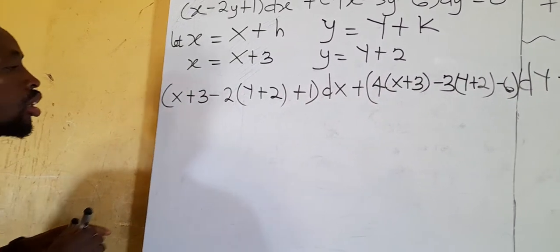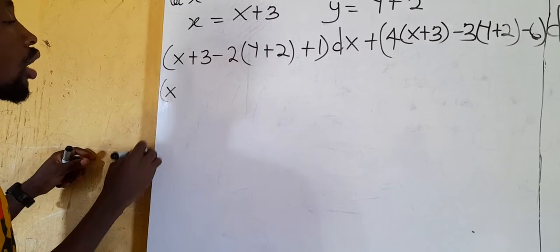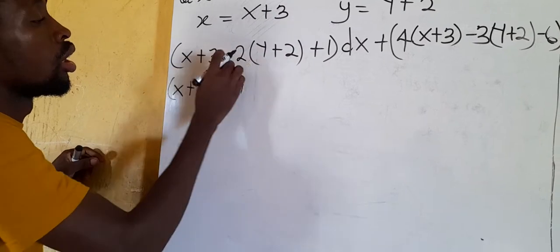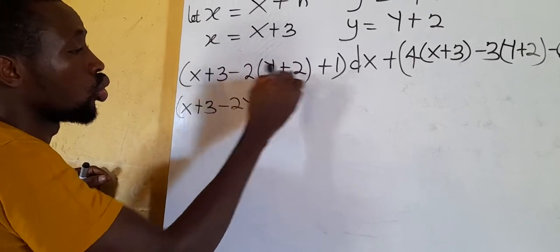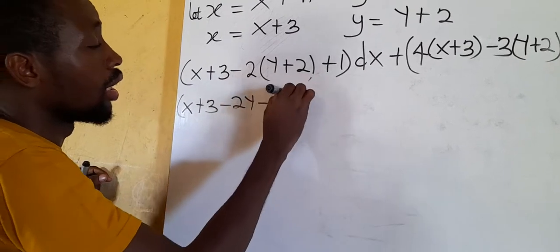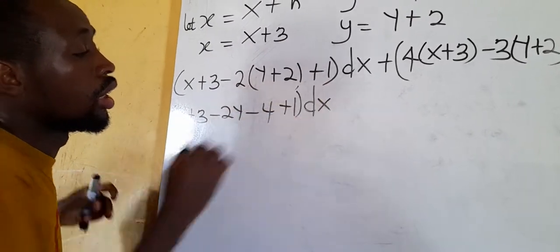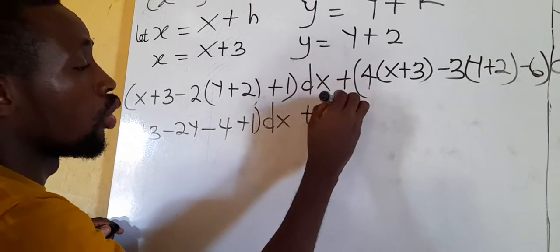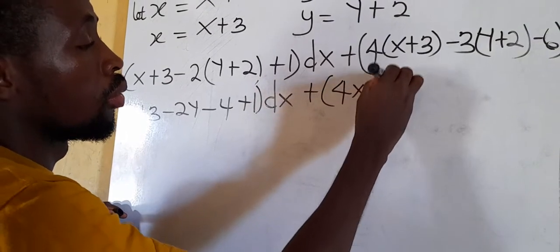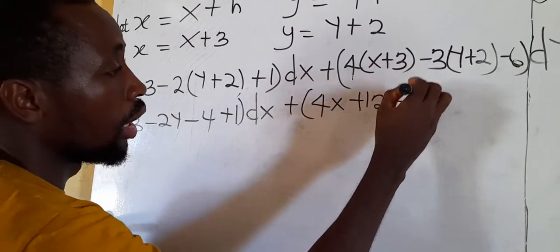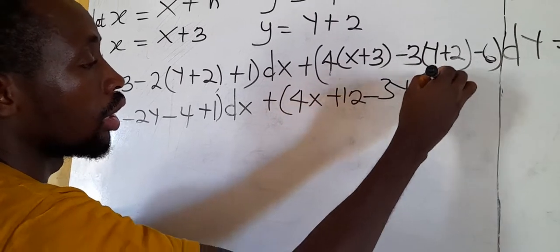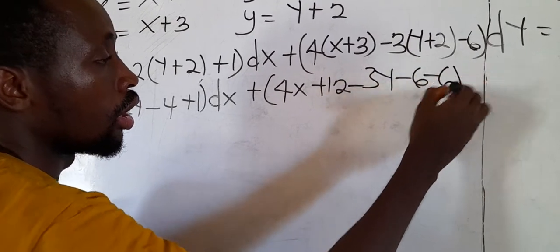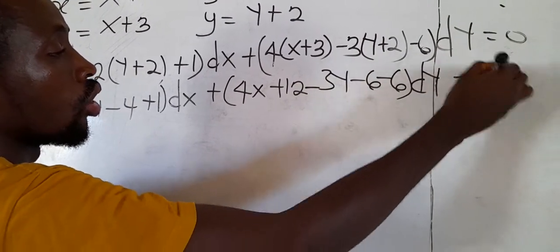We'll try expanding. So let's expand this. So capital X plus 3, this minus, this is minus 2y, minus 4. 2 times 2 is negative 4. Plus 1 dx. Then we expand this to plus, this will be 4x plus 12, minus 3y minus 6. Minus 3 times 2 will be minus 6. Then minus 6 again. Our dY is equal to 0.